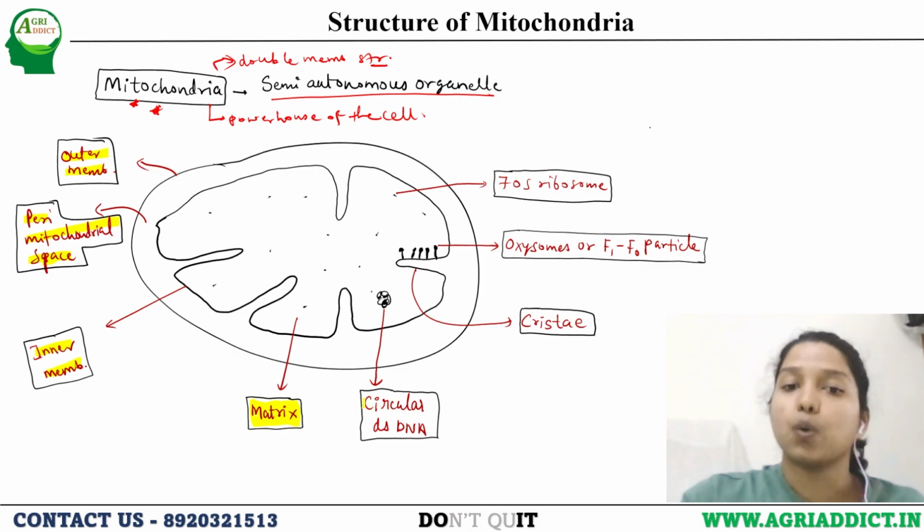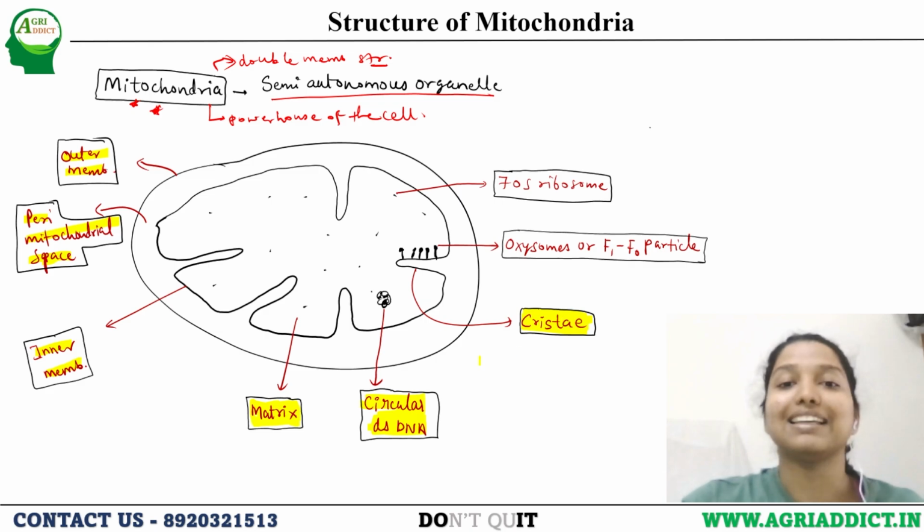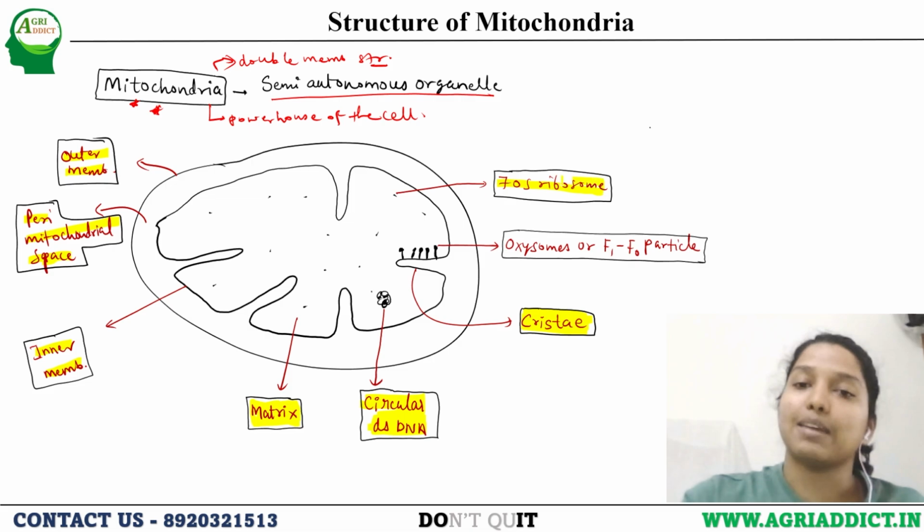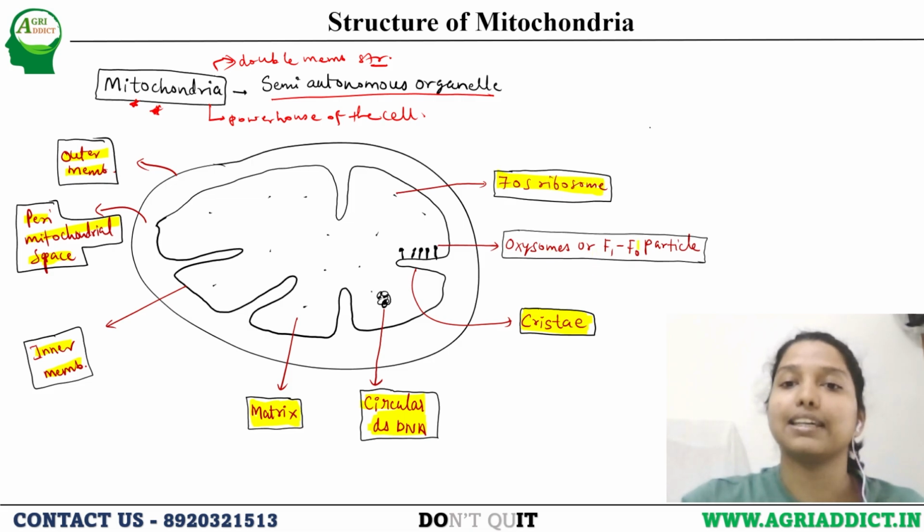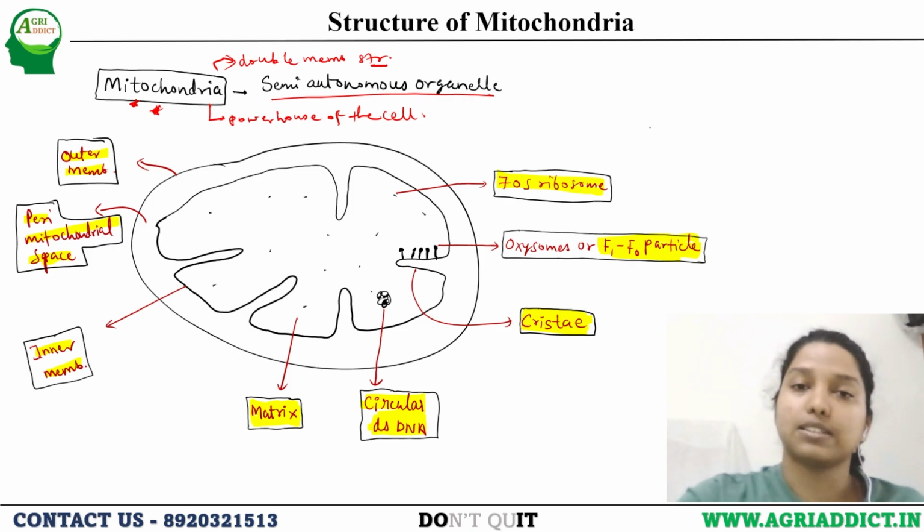Now it has circular double-stranded DNA because it is a semi-autonomous organelle. It has its own double-stranded DNA. Okay, the structure. This is the cristae. It is the enfolding of the inner membrane. Cristae increase the surface area for reaction, and it also has 70S ribosomes. And on this cristae, F0, F1 particles or oxysomes are present. Okay, so I hope the structure of mitochondria is clear for you. So let's move to the next slide.